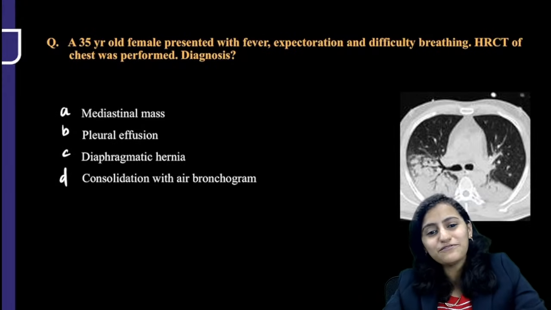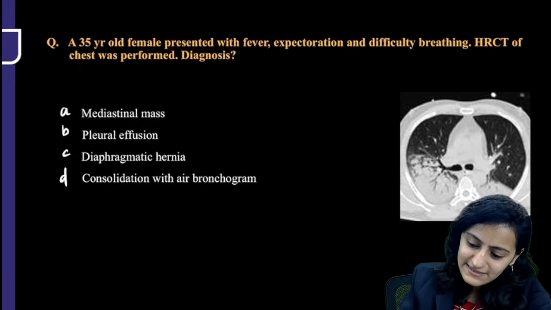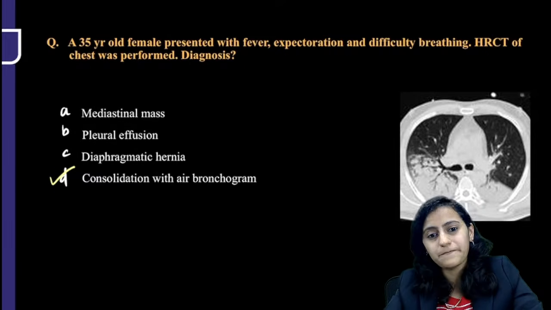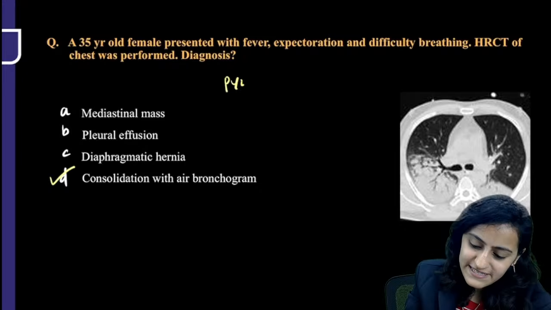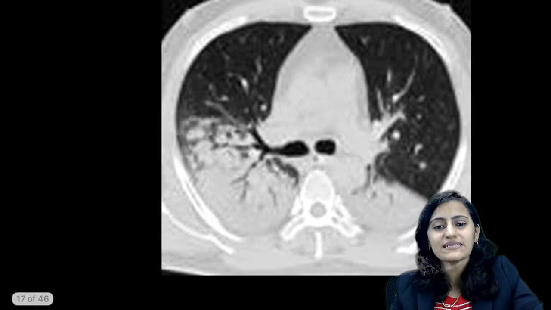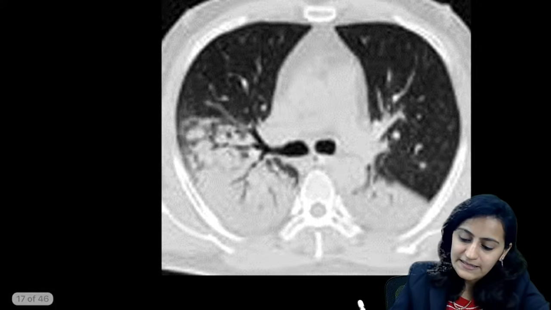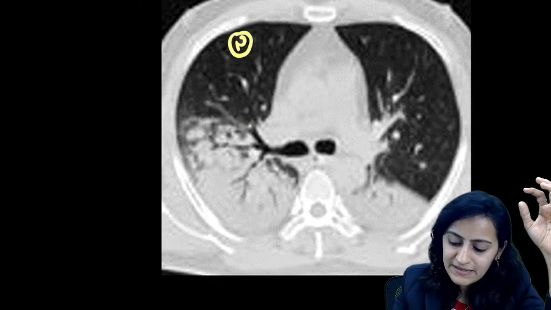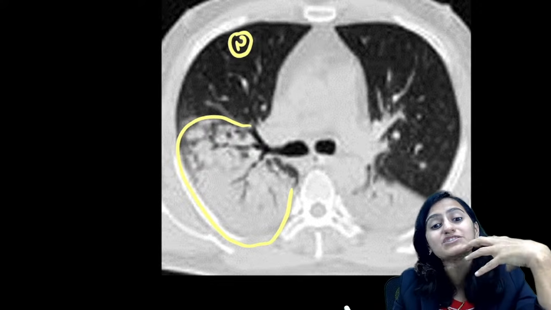Very good. So the majority of you, almost all of you, are right. The correct answer here is consolidation with air bronchogram. This is again one of the recently asked questions in the NEET PG exam. What you see in this CT image is, this is the lung which is normal. The normal lung appears black. This is the lung which is abnormal, which is white.